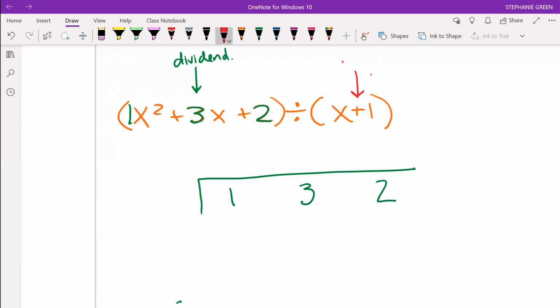Remember, this is my divisor. And the constant of my divisor here is a positive 1. So we're going to change the sign on that, and instead of putting a positive 1, I'm going to put a negative 1 right here. So that's set up. Let's look at the next step.